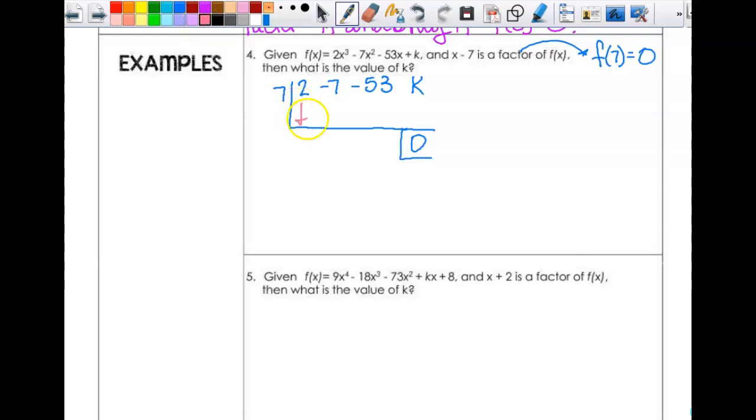All right, so I'm going to drop down my 2. 7 times 2 is 14. So then this is a positive 7. 7 times 7 is 49. Then this would be negative 28. So that means I have k minus 28 equals 0. So k equals 28. We good? All right, then y'all do number 5 on your own.